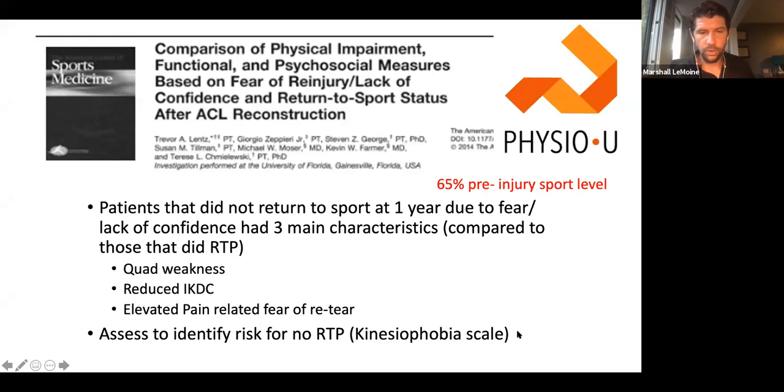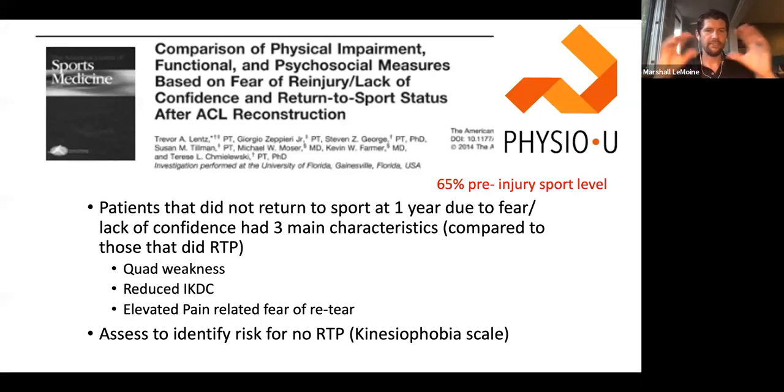So a big one is quad weakness, right? Another one is a reduced score on the international knee scale, and then elevated pain with fear of re-tear, right? So we think about, one of them is how confident are they in their knee? One of them is how fearful they are. And number 2 is just quad strength, right? So part of our rehab program should look at how fearful are they, how confident are they in their knee? Because they're not going to go back to a sport if they're not confident in their knee in the clinic, right? So that should be another part.